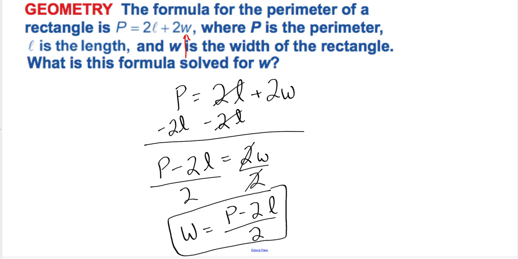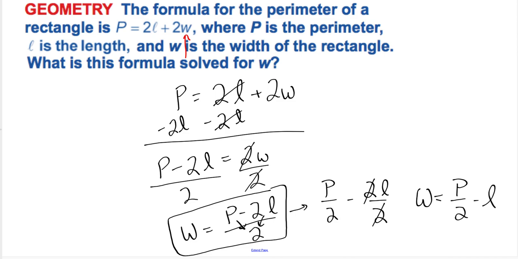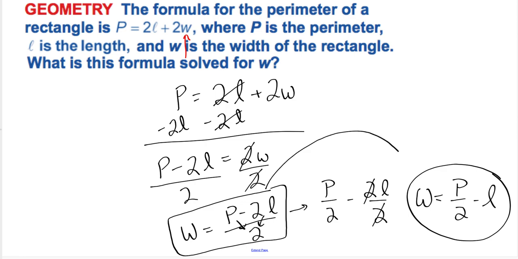I want you to get into a habit, if you have a common denominator, of splitting that. Okay? I'm putting both of those over 2. So P over 2 minus 2L over 2, and you should see those cancel. So then you have W equals P over 2 minus L. This is the simplified version, and that's actually the better form of it. When we start graphing linear equations or changing things to mx plus b, we are going to want to do that process. Okay?